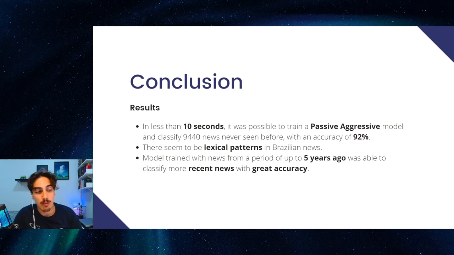Okay. The model was trained with news from a period up to 5 years ago, and it was able to classify more recent news with great accuracy, which gives us some clues about how a machine learning model works in this case. You do not need to be feeding this algorithm with recently published news, okay? You can use old news and it will create those maps with patterns, and you can apply this pattern identification to newer pieces of news, okay?